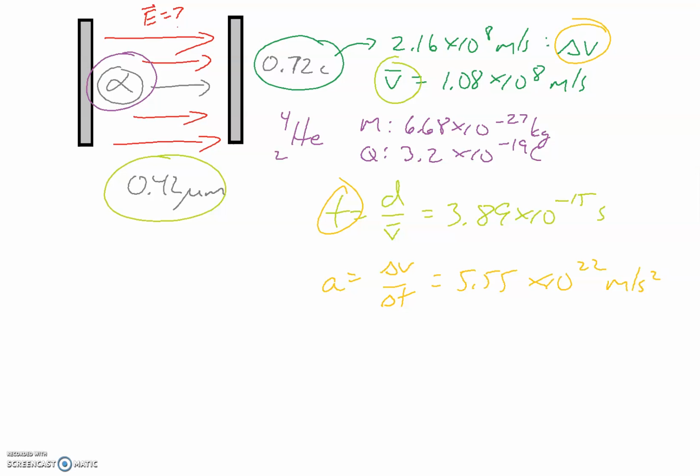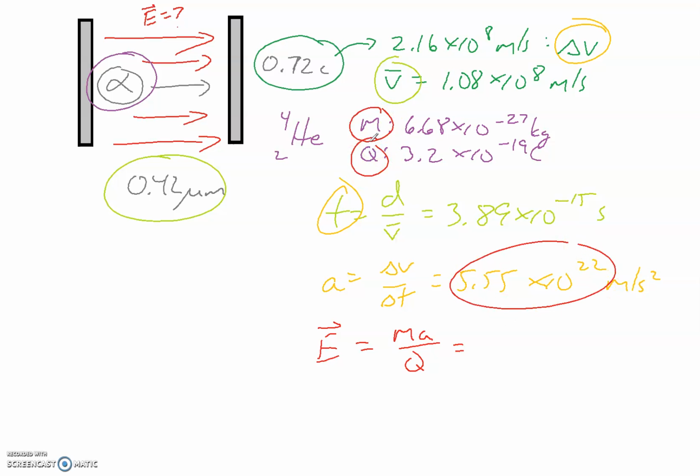Once I've got that, the electric field is relatively straightforward. Electric field is going to be MA divided by Q. Mass I've got right there, acceleration I've got right there, Q I've got right there. So I can punch them all out and solve for my electric field, and I should get around 1.16 times 10 to the 15 newtons per coulomb.